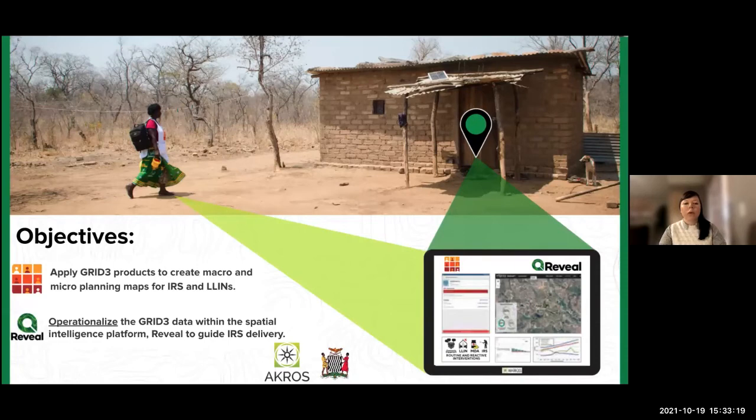So we work with the Ministry of Health, as well as Grid 3 and other partners, to look at two objectives. First of all, we wanted to apply the Grid 3 products to help us create both macro and micro planning maps for the delivery of IRS and LLINs. That was the first objective. The second objective is we wanted to action these maps and these plans. We wanted to operationalize them and get them on the ground with a spatial intelligence platform to guide IRS delivery and to ensure that it was reaching this last mile. Next slide, please.